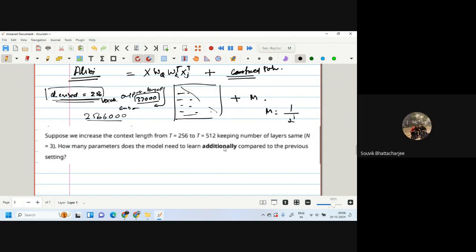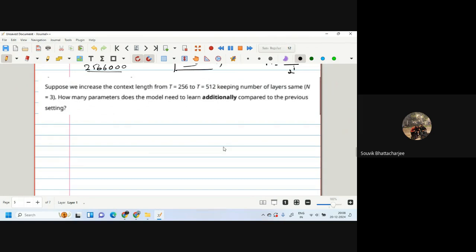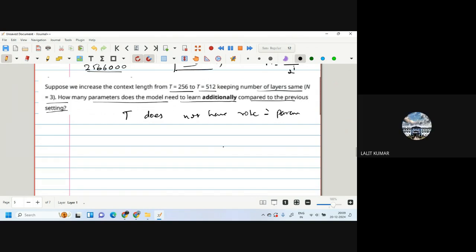Now suppose we increase the context length from T equals 256 to T equals 512, keeping the number of layers the same. How many parameters does the model need to learn additionally? So this is straight away that T does not have any role in the parameters. So there is a case 0.